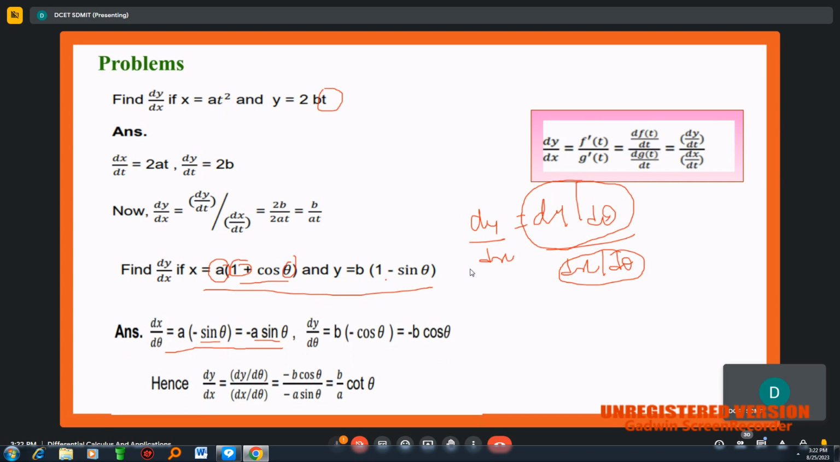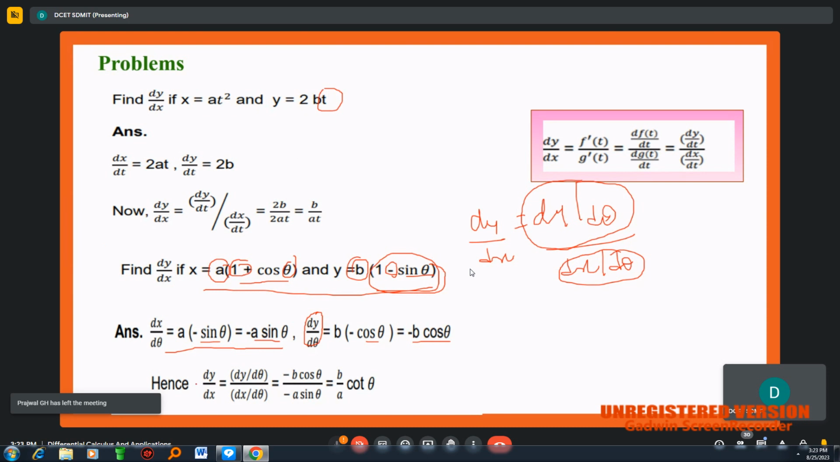And what is the differentiation of y function with respect to theta? b is a constant, 1 minus sin theta. Differentiation of 1 minus sin theta. Differentiation of 1 is what? 0 minus differentiation of sin theta. What's the differentiation of sin theta? Already we studied yesterday. Differentiation of sin theta is nothing but cos theta. Therefore, substituting here, minus into minus is as it is. Now we are getting dy by d theta. What is the dy by d theta? Dy by d theta is nothing but minus b cos theta.